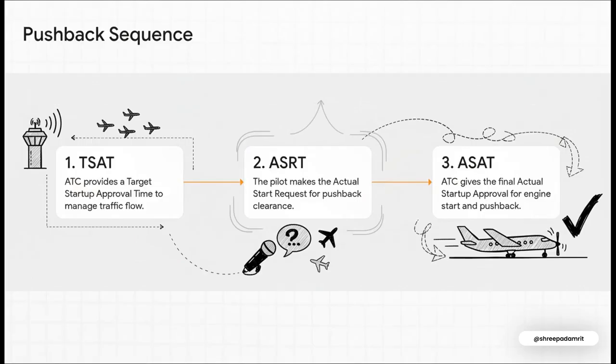This right here perfectly captures that final rapid-fire dialogue. You can think of it like a quick 3-step conversation. First, air traffic control gives the pilot a TSAT, that's their assigned time slot. Second, the pilot makes the official request, the ASRT. And third, ATC gives the final green light, the ASAT, the actual startup approval. It's this precise 3-part handshake that ensures every single plane gets into the departure line safely and efficiently.